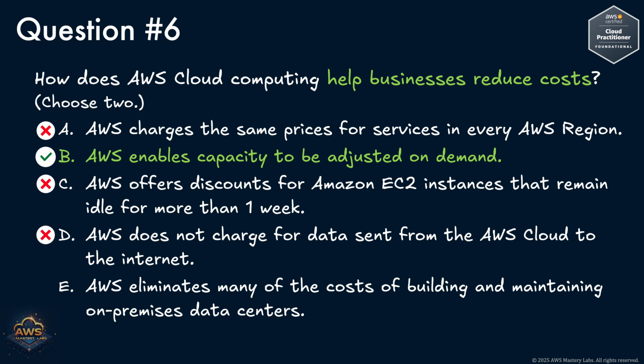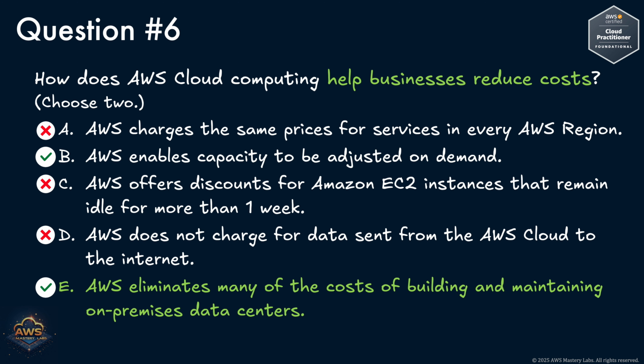Option B. AWS enables capacity to be adjusted on demand. This is a fundamental pillar of cloud cost efficiency. With AWS, you can scale resources up or down automatically in response to load. This prevents over-provisioning and means you only pay for what you actually use. It's a powerful lever for cost optimization. Option B is correct, because on-demand scaling reduces waste and aligns cost with actual demand. Option E.